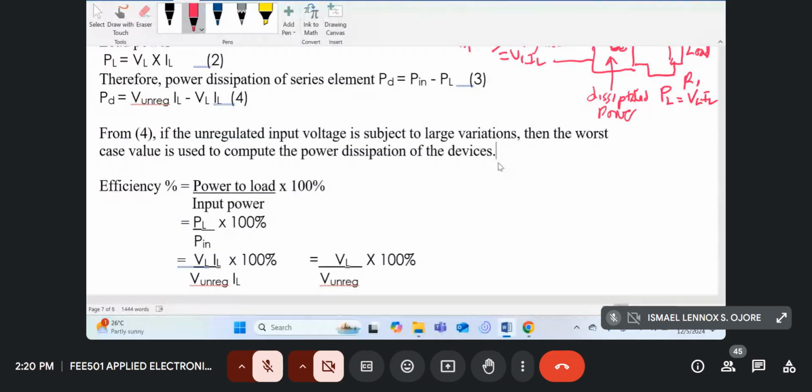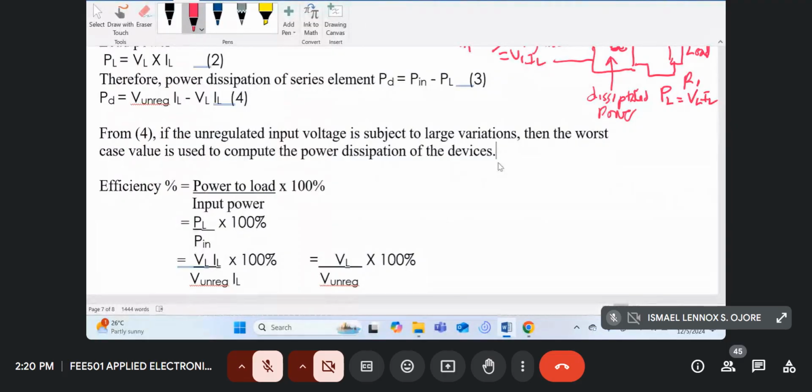Okay, supposing you're designing a power supply with the output voltage of 10 volts, but the unregulated voltage varies from maybe 12 volts to 20 volts. So the input voltage varies from 12 volts to 20 volts, and your design voltage is 10 volts. Then when you're designing for the devices, the semiconductors, you must consider the worst case. The worst case is when the input voltage is maximum.